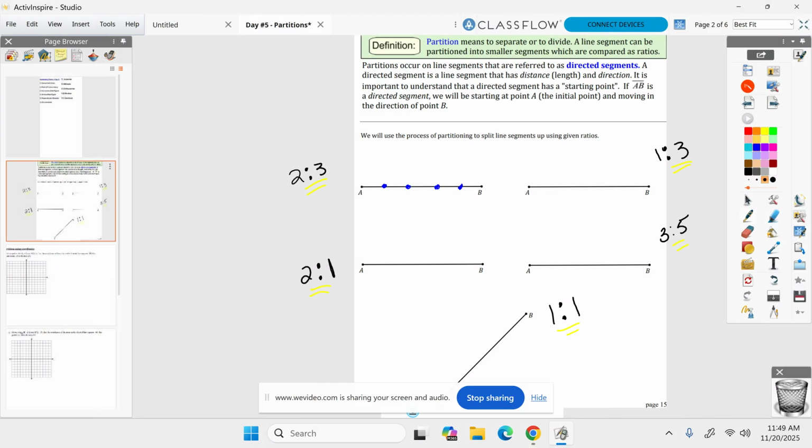There you go, about 5, right? 5 congruent parts broken up into. All right, now, can you find the point that represents the 2 to 3? It's broken up into 2 to the left, 3 to the right. Can you draw an arrow to it right now on your paper?